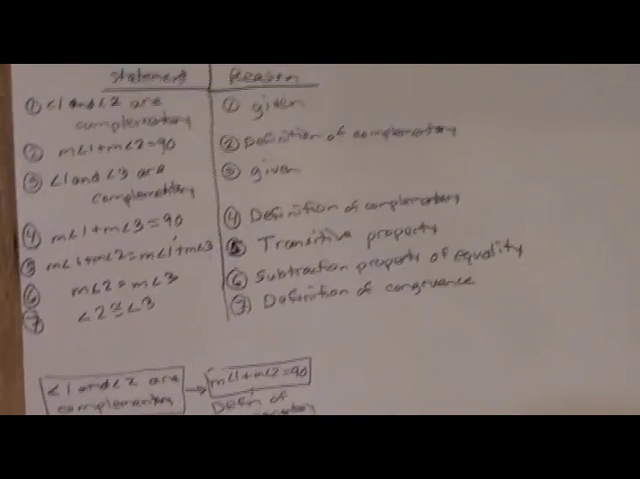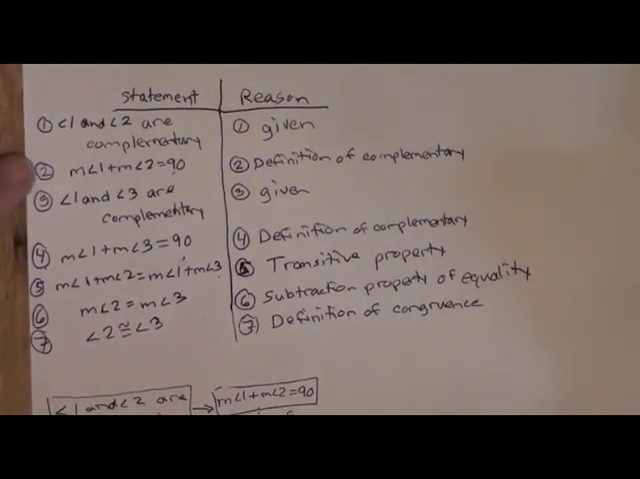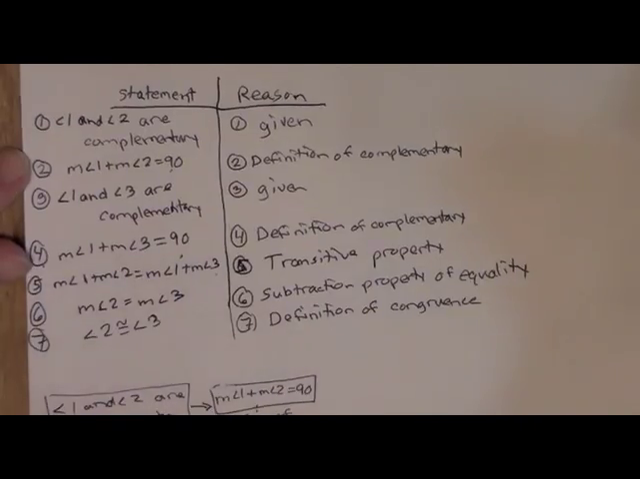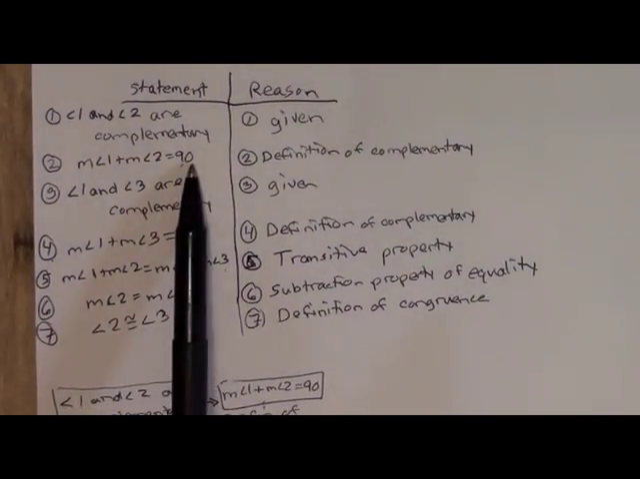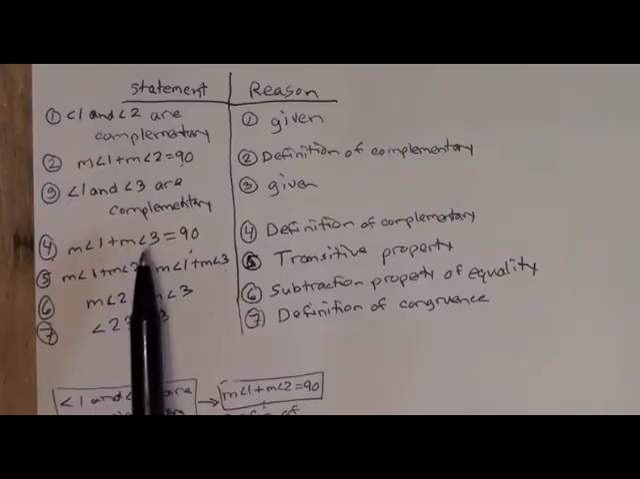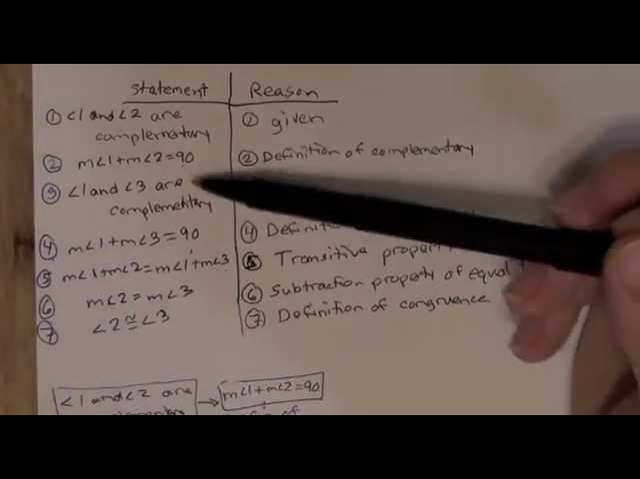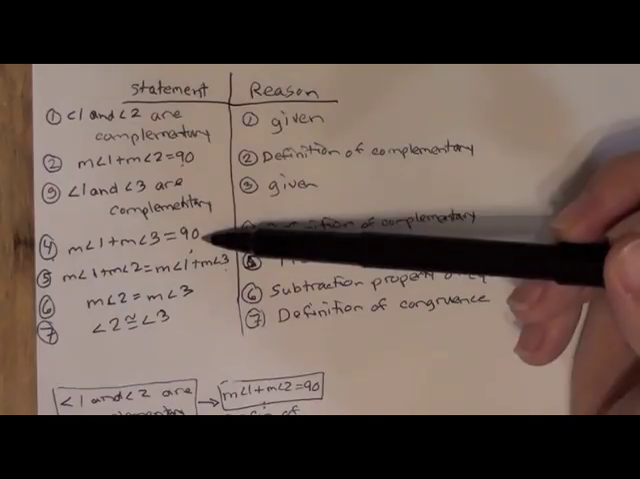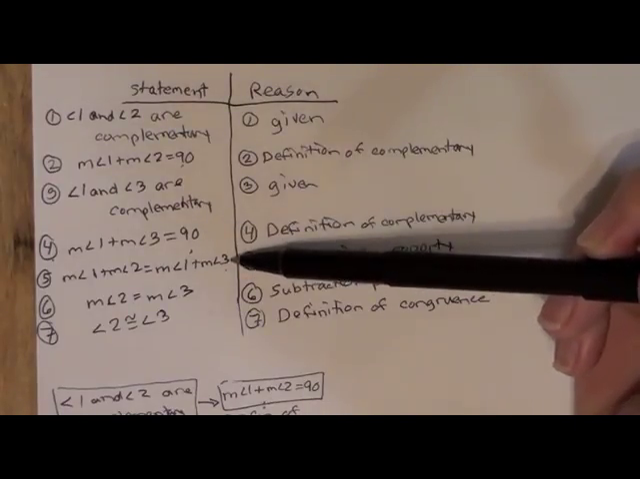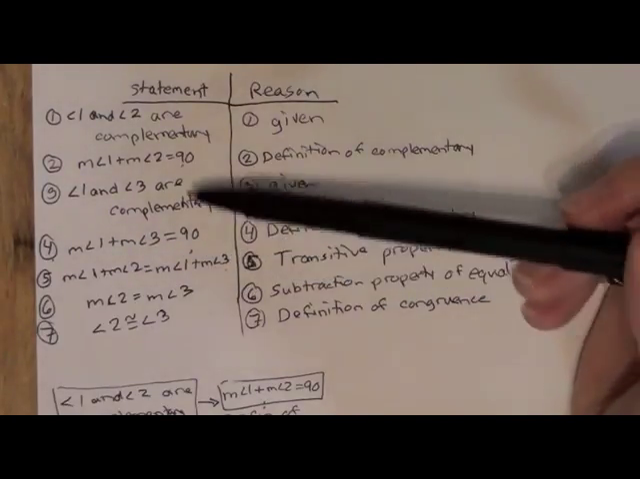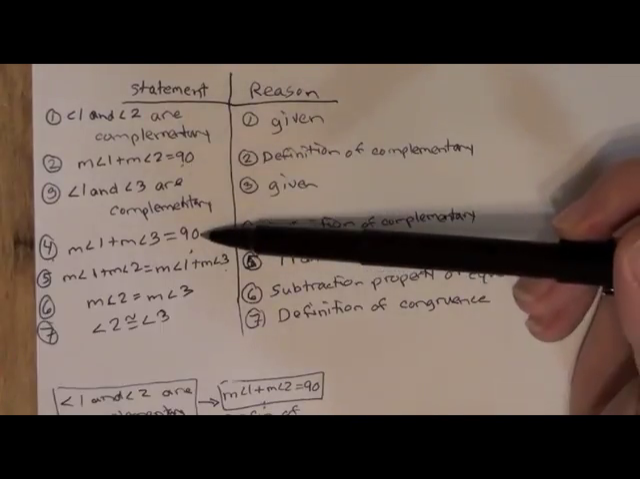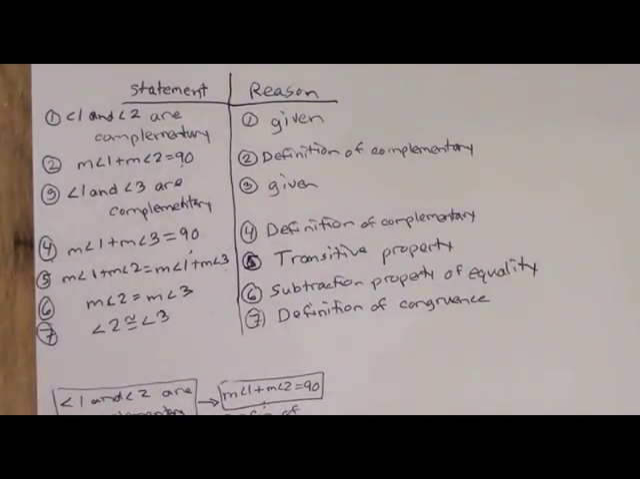Now look back at the 2-column proof. Once we had line 2 and we had line 4, we used those to get to line 5. We knew the measure of angle 1 plus the measure of angle 2 equaled 90, and we knew the measure of angle 1 plus the measure of angle 3 equaled 90. So we took those two rows, those two lines, and we basically put them together to say that the measure of angle 1 plus the measure of angle 2 equals the measure of angle 1 plus the measure of angle 3. We used row 2 and row 4 to come up with row 5.